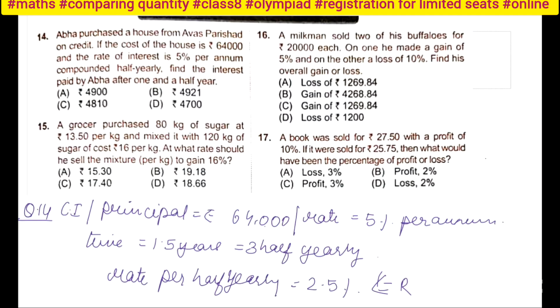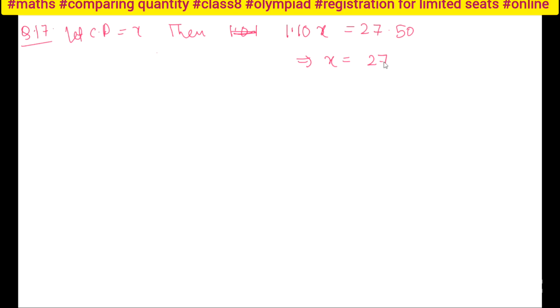They are saying the book is sold at a profit of 10%, right? So what do I have to calculate? I have to calculate the profit percentage, right? So let's solve it. Question number 17. What are they saying? So suppose that the CP will be X. Then what do I get? 10%, so it will be 1.10 of X, it will be 27.50. This is given already. So from here I can find out the value of X, that is 27.50 divided by 1.10. So I get rupees 25.